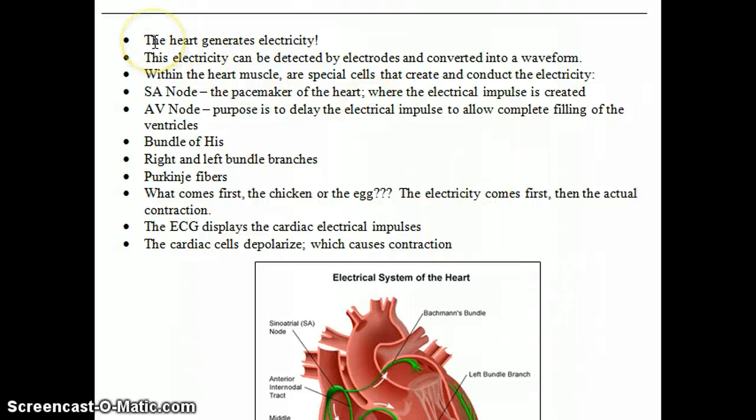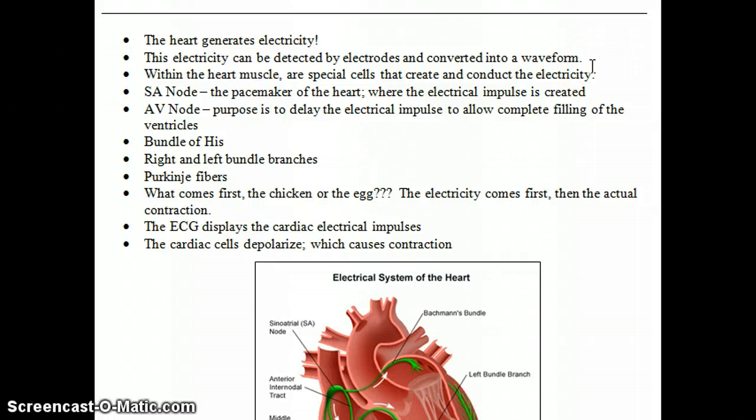Okay, so moving on now to the actual conduction system of the heart. The first concept that you need to understand is that the heart generates electricity. And that is somewhat of a hard concept to understand. And so for me, I just had to accept it and go on. So it does. The heart generates electricity, and that electricity can be detected by electrodes that are placed on the skin. And then the machine detects that electricity and converts it into a waveform. And so that's what an EKG is.